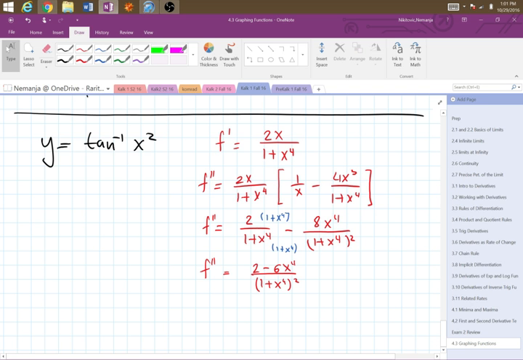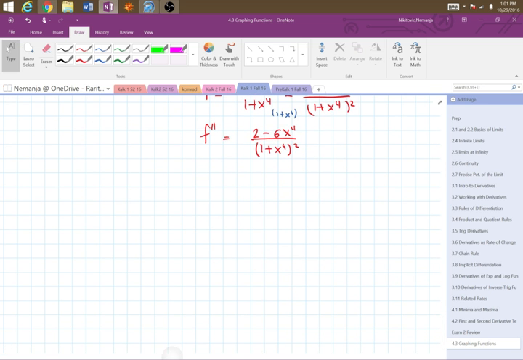So now we have our first derivative and the second derivative. Now let's work on everything else.